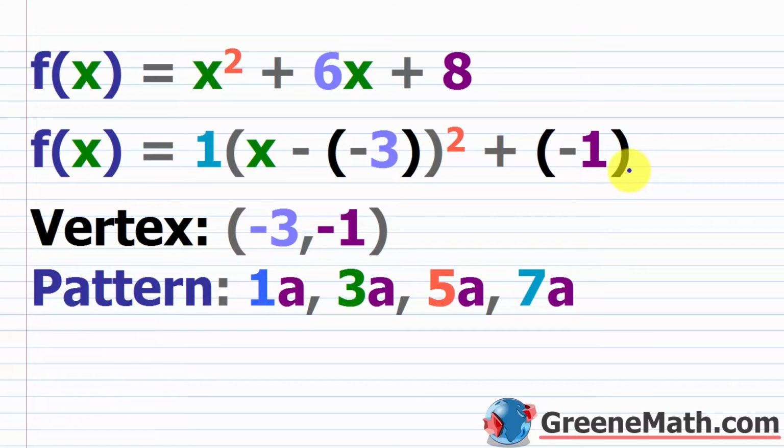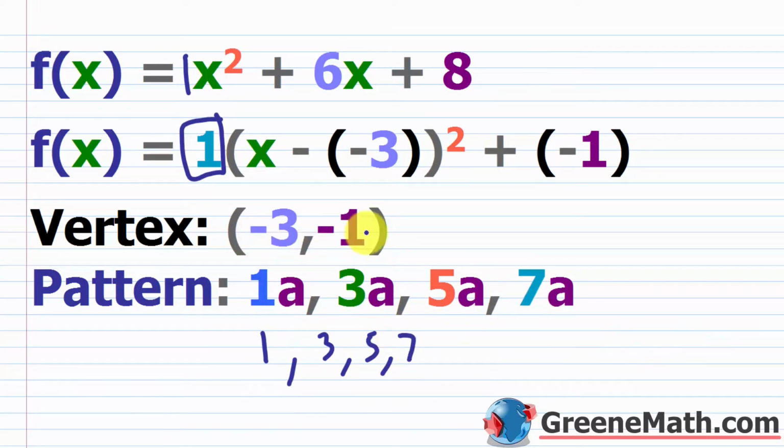So with this method, you basically want to find your vertex, which we already know is negative 3, comma, negative 1. So your pattern is 1 times a, 3 times a, 5 times a, and 7 times a. Now in this particular case, again, a is the coefficient for x squared. It's right here and it's right there. It's implied there, okay? So we know a is 1, so 1 times 1 is 1. 3 times 1 is 3. 5 times 1 is 5. And 7 times 1 is 7. So this is the pattern.